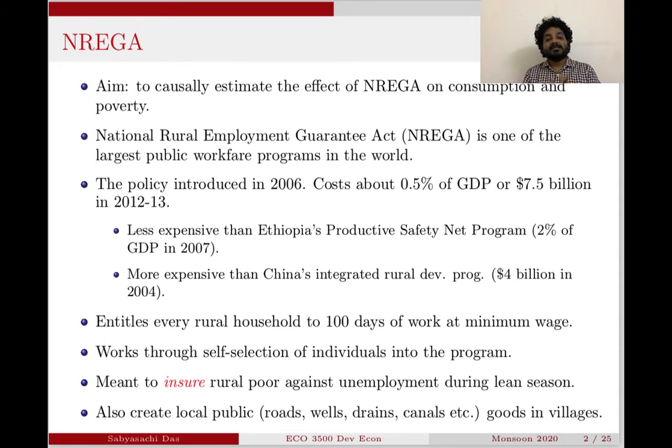Now, this entitlement is seen as a right, and hence the title of the Act, National Rural Employment Guarantee. So it's a guarantee in the sense that the Act says that adult members in every rural household are entitled to or have the right to at least 100 days of work, and therefore the government is coming in to provide at least 100 days of work.